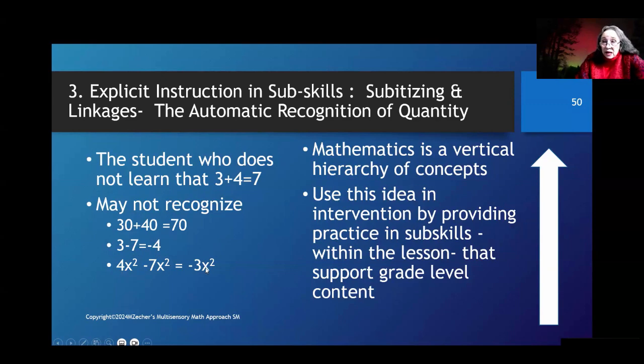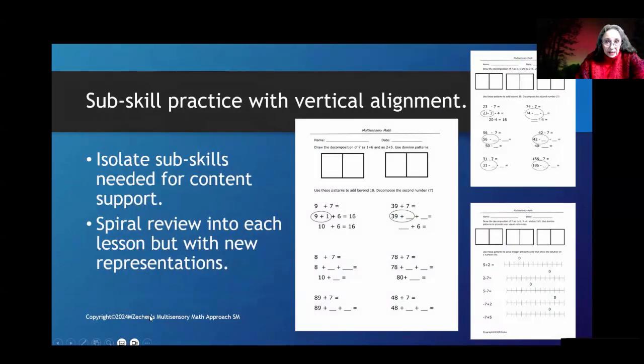Same thing with combining like terms. If you have special education students who don't know their add-ins of numbers under 10, go back and review one set and then use them in your integer applications and combining like terms. Always think vertically through your coherence map and think, what's the foundation skill that supports my grade level content? And let me see how I can go back to review that. Isolate that sub-skill, teach it, review it, and then apply it.